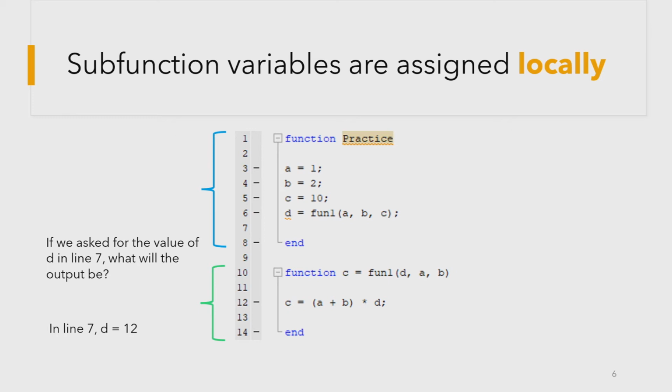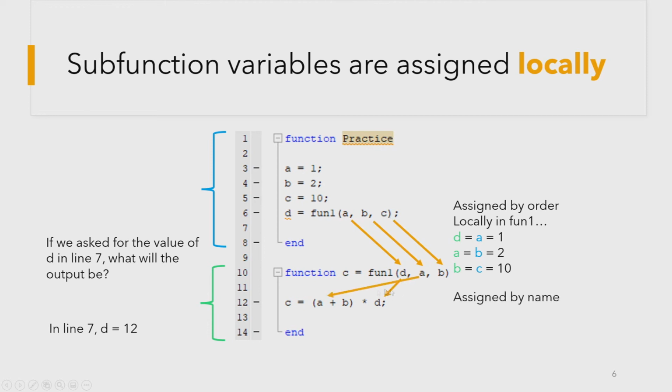We're here to learn. So A is 1, B is 2, and C is 10. Those are all true inside our master function. Then we package it up and send the information over to fun1. But because they're assigned based on order, D inside this subfunction has the value of A from the master function, which is 1. A from the subfunction gets B from the main function, which is 2. B from the subfunction gets assigned the value of C from the main function, which is 10.